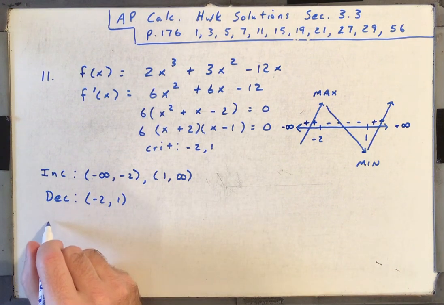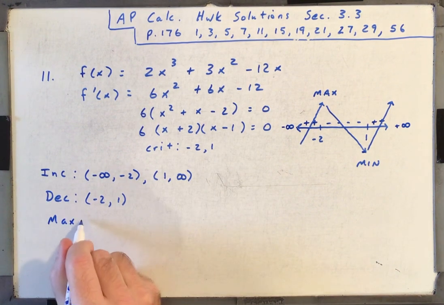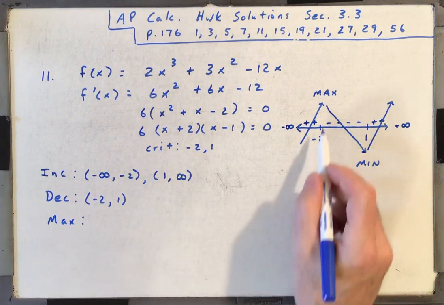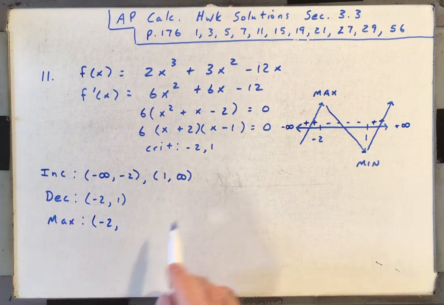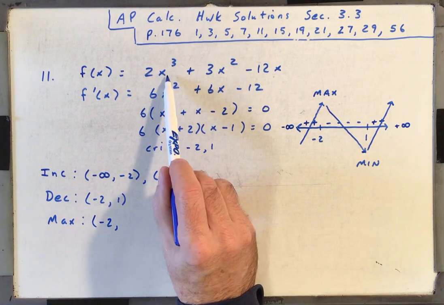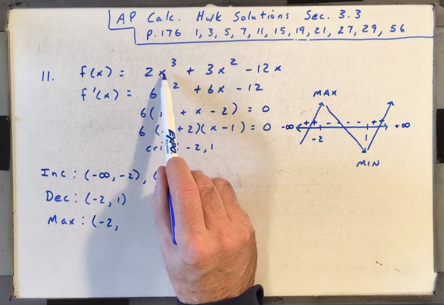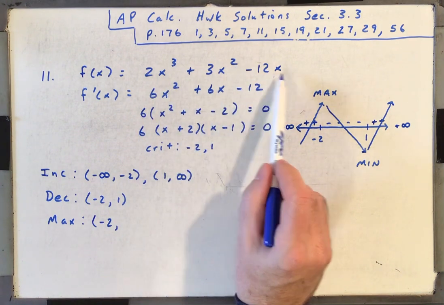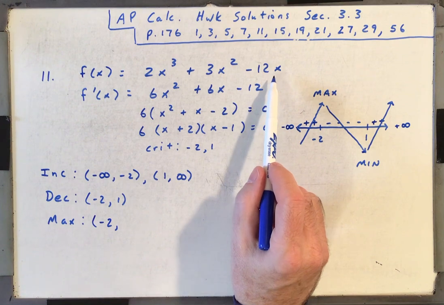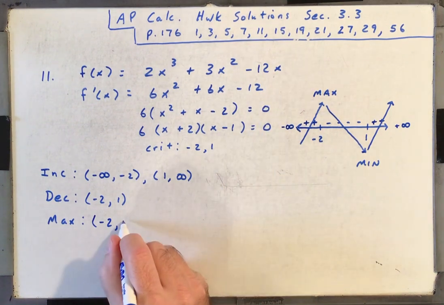We have a maximum at negative 2. The x value is negative 2. And then we're going to plug that negative 2 back into the original equation. 2 times negative 2 cubed plus 3 times negative 2 squared minus 12 times negative 2. If you go through that, you'll get a positive 20.